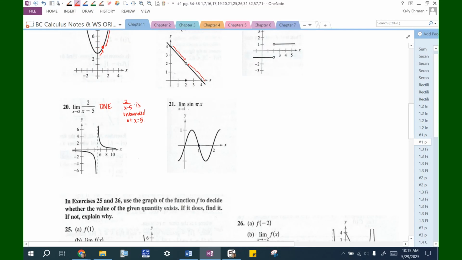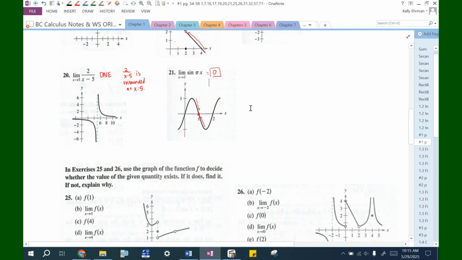All right, the limit as x approaches 1 of sine of pi x. So here's x approaches 1. Looks like both sides of the graph, if you were to trace from either side, are approaching 0. So that's the answer to that limit. Oscillation, remember, is only when it looks like there's a scribble going toward that value. And even if you zoom in, it still looks like a scribble.